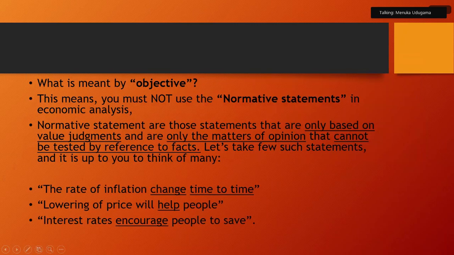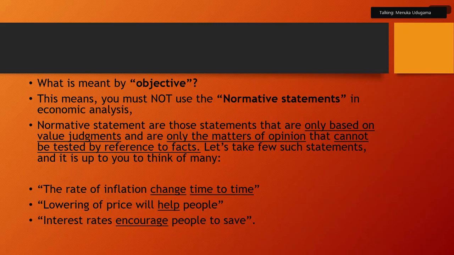Right. So I said that in economics we use objective statements. We don't usually use normative statements. When you study economics further, there are cases where we use normative statements in some sub-disciplines, but generally we try to make our statements, our inferences, objective, based on what we observe and what we infer from economic scientific analysis.